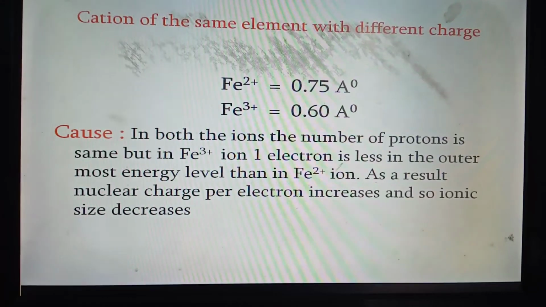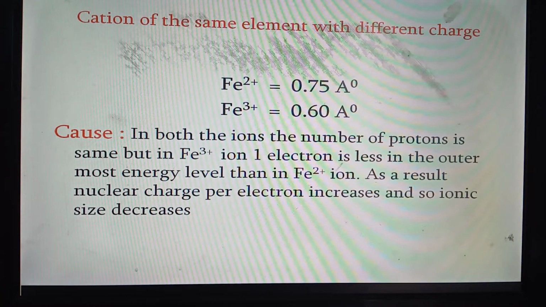Now, if the same element forms different ions with different charge numbers, then what will be the difference between the ionic radius?